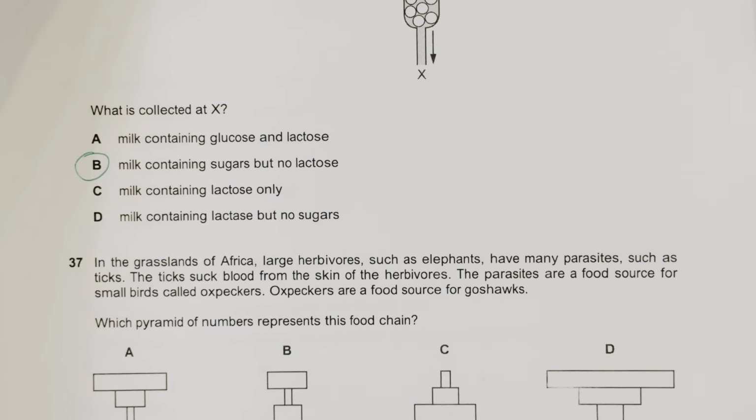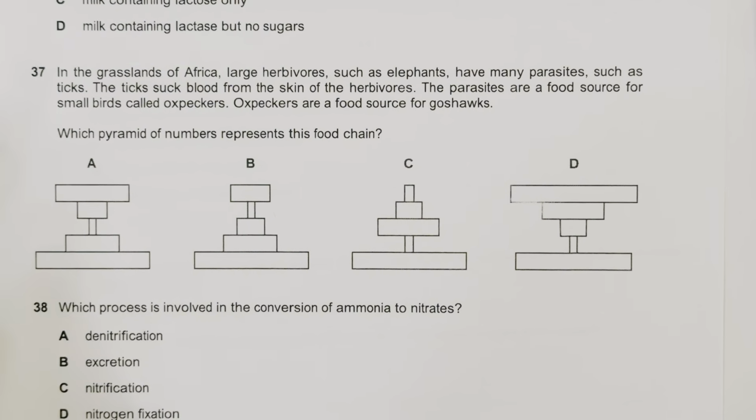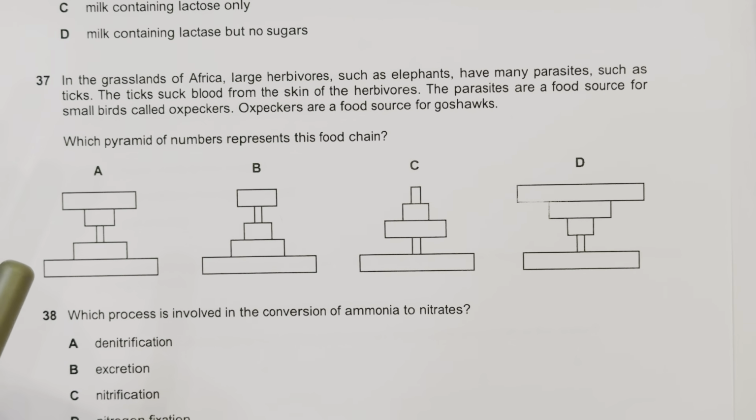Okay, moving to question number 37. Again, this is very interesting. In the grassland of Africa, large herbivores such as elephants have many parasites such as ticks. The ticks suck blood from the skin of the herbivore. The parasites are a food source for the small birds called oxpeckers. Oxpeckers are a food source for the goshawk. So which pyramid of numbers represents this food chain?